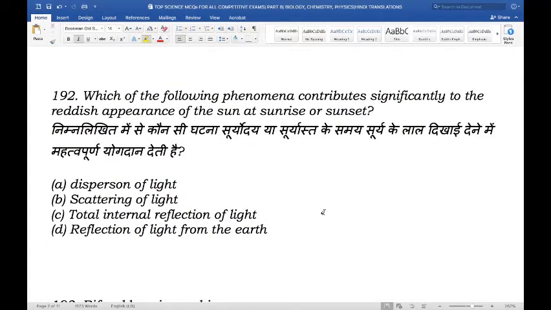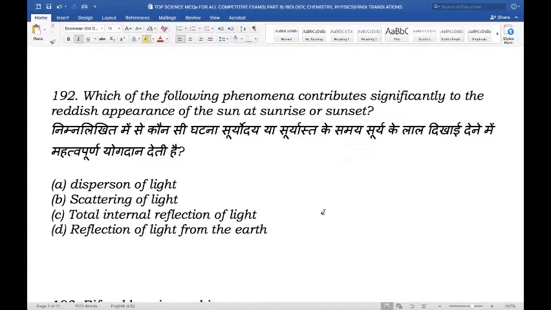The next question. Which of the following phenomenon contributes significantly to the reddish appearance of the sun at sunrise or sunset? So you might have noticed that at sunrise or sunset, there is a reddish appearance. So is that because A, dispersion of light, B, scattering of light, C, total internal reflection of light, or D, reflection of light from the earth?